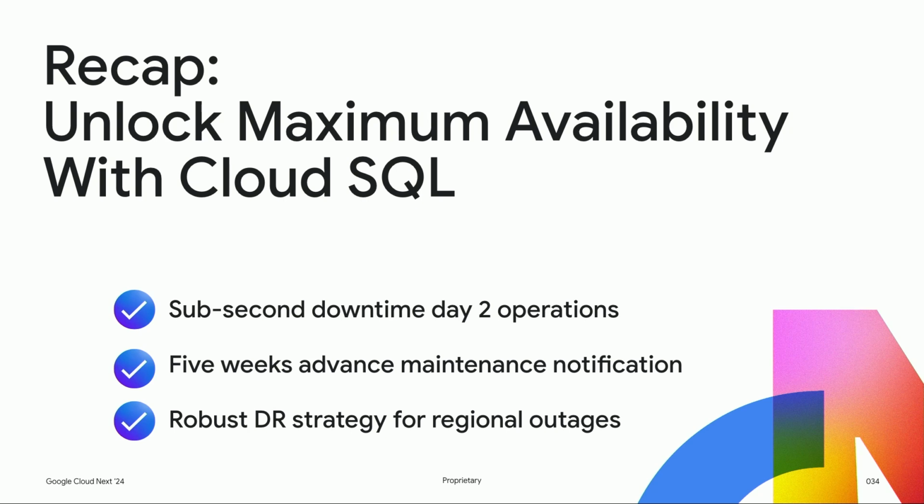So in this session, we looked at how Cloud SQL helps you maximize the availability of your database instance by offering you sub-second downtime for day 2 operations like planned maintenance and instance scale-up, 5 weeks of advanced notification for upcoming planned maintenance so that you are ready, prepared, and have tested the maintenance, and a robust DR strategy so that if there is a regional outage, you're fully prepared and you can quickly recover from the outage and then revert back to your original region with little to no operational toil.